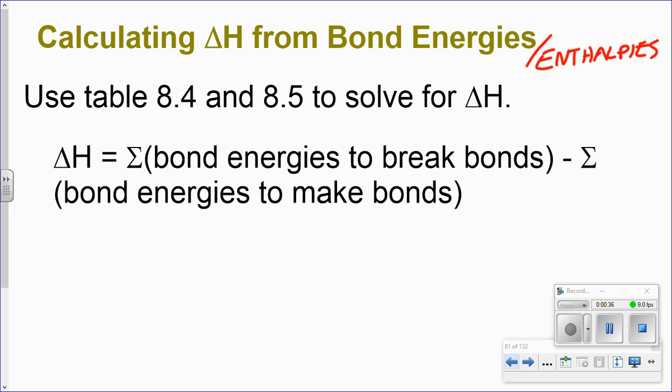But please understand, with delta H and delta G and delta S, whenever we see the sigma sign, that's the sum of, right? So it's always been products minus reactants. This is the only time where you don't have products minus reactants, it's actually reactants minus products.